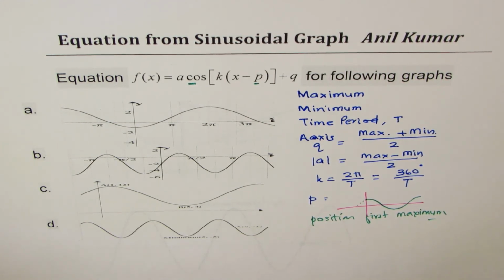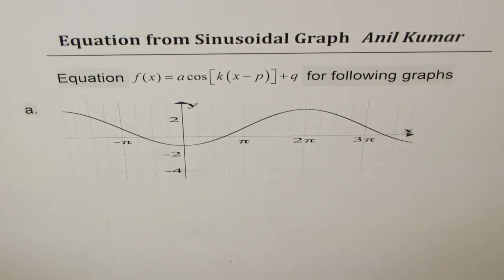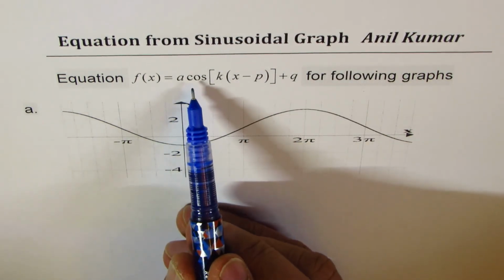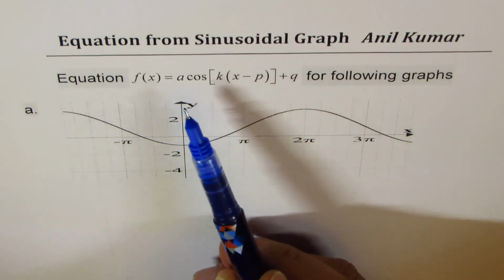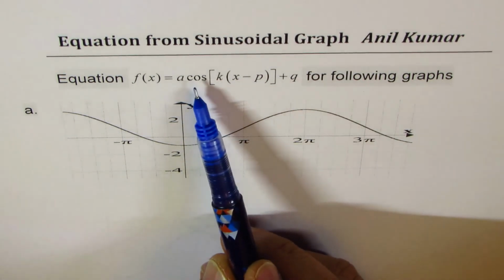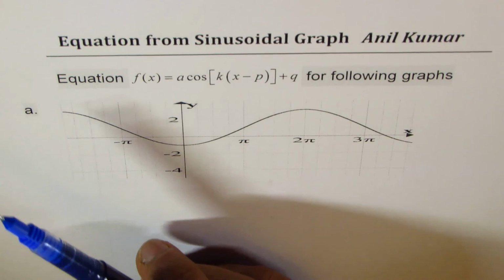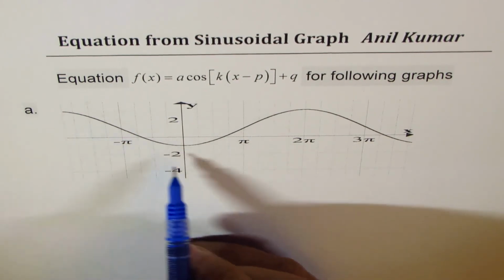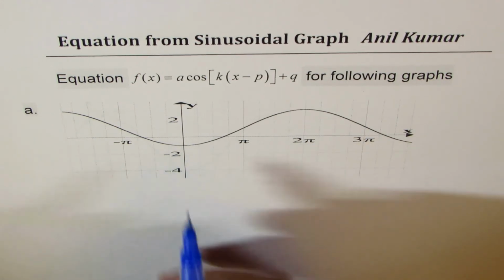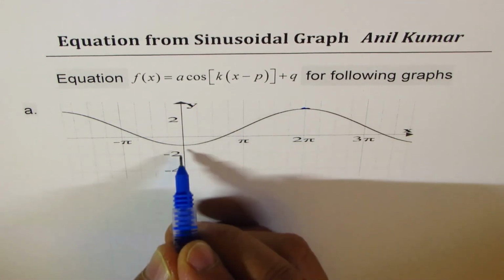So I hope this is absolutely clear which we have taken up. Let's take these examples one by one. The very first one is, we call them sinusoidal functions, right? And if we are writing a cosine function, all cosine functions are sinusoidal functions, correct? They're only shifted by 90 degrees and it's the same curve. So as I was saying, we have a sinusoidal curve here. Let's read the maximum and minimum value.